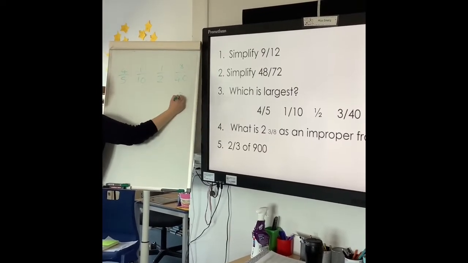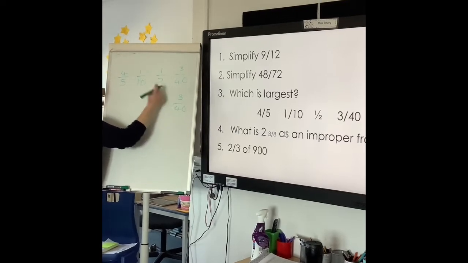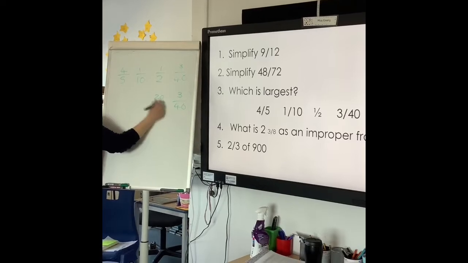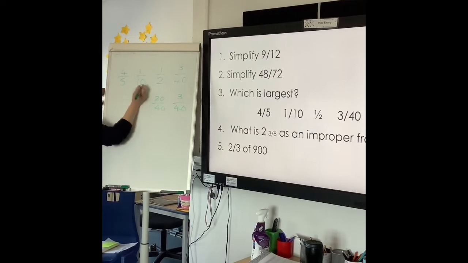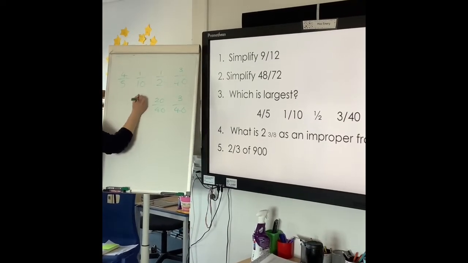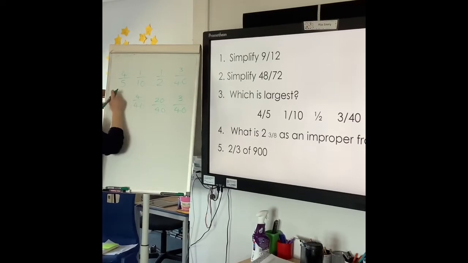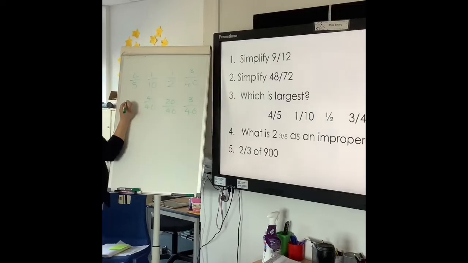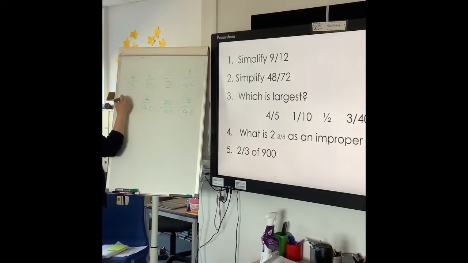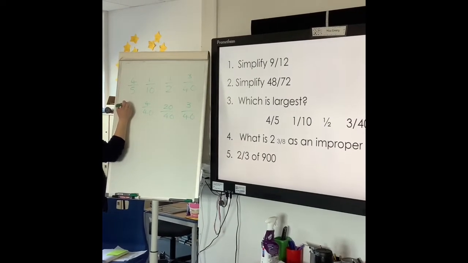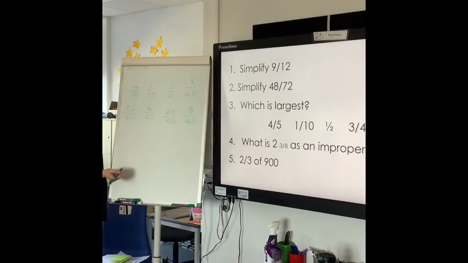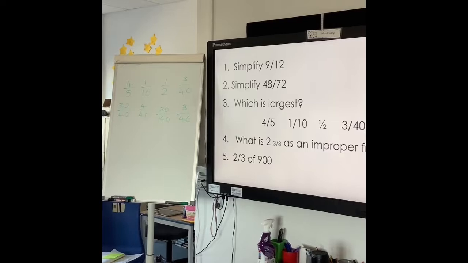So you keep that as 3 over 40, times that by 20, times that by 2, and times this one by 8. That gives 32 over 40. Right, now, which one is largest?